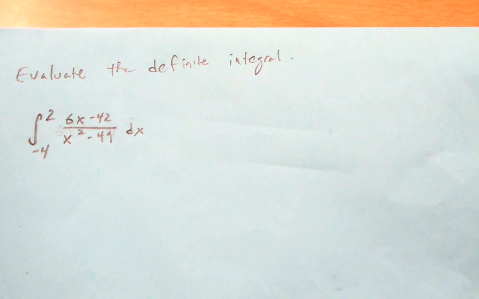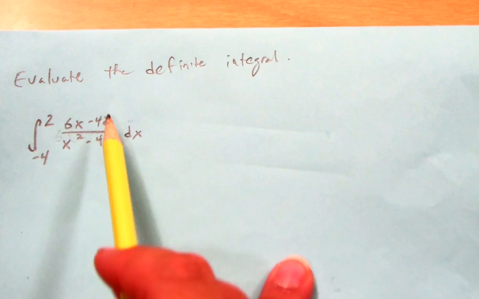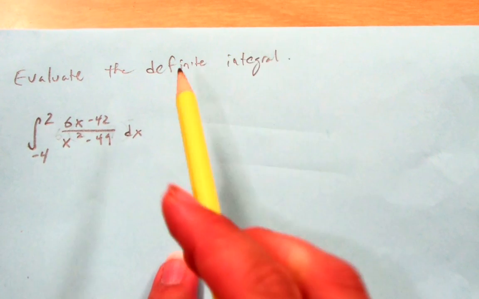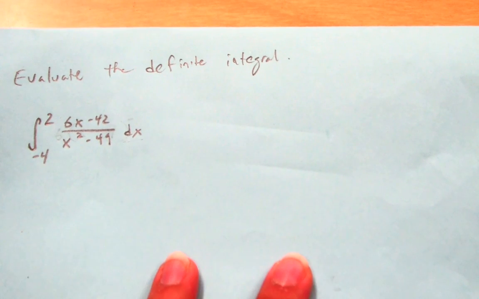Hey class, Mr. Moyden here with a calculus video regarding evaluating a definite integral. We're given this problem here: the definite integral from -4 to 2 of this rational function, 6x minus 42 over x squared minus 49, with respect to x.